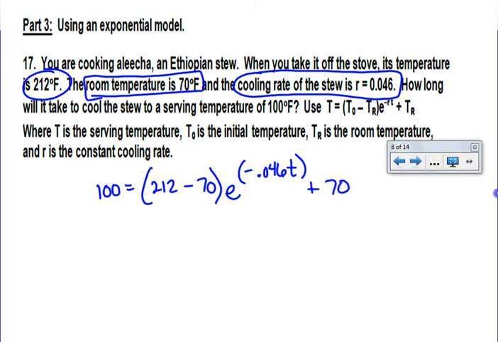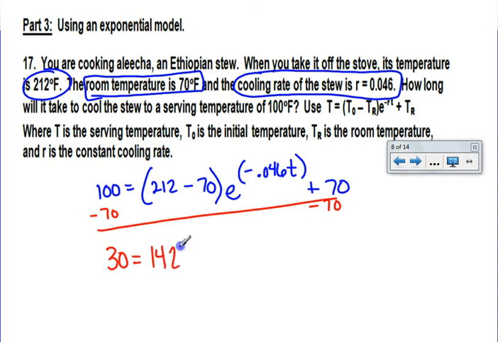So we're going to have to solve this, and it looks really gross, but it's not that bad. We're going to start by subtracting the 70. We have 30 equals, and I'm going to simplify this a little bit and get 142, 212 minus 70, times e to the negative 0.046t power. Again, we can't apply logarithms until we have the base isolated, so you're going to divide by 142.